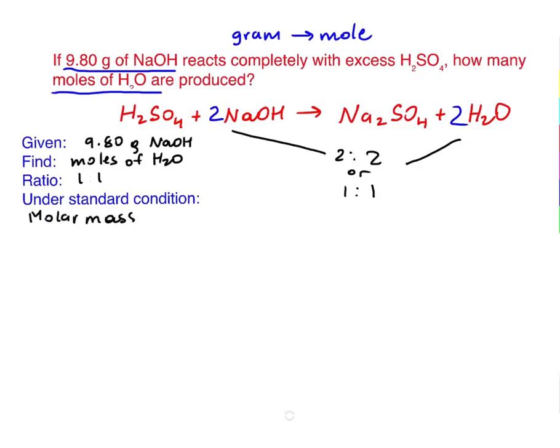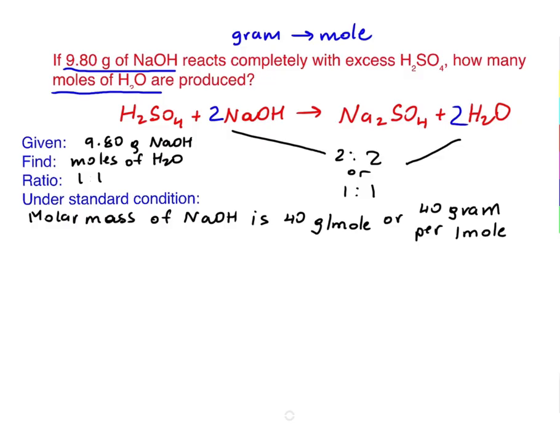And then the final one is, of course, the standard condition. And again, we have 9.8 gram of NaOH. You need to convert this 9.8 gram to mole, and for that you need a molar mass. So the molar mass of NaOH is roughly around 40 gram per mole, known as 40 gram of NaOH, or sodium hydroxide, per 1 mole of sodium hydroxide. So now we have all the units, and the template is filled.